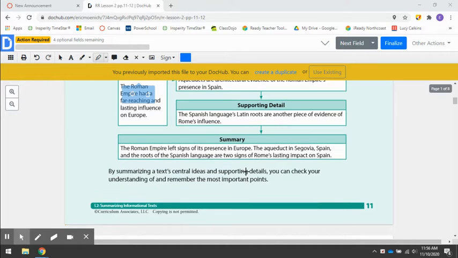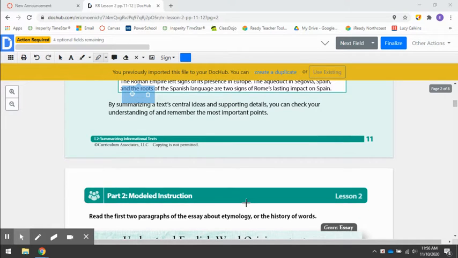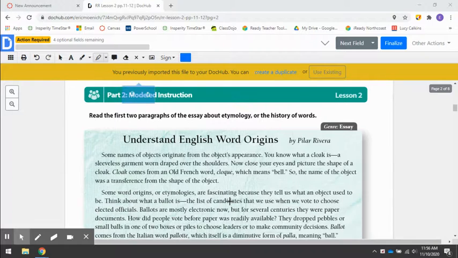So let's move on to page 12 here. And of course, it will take some time. But for this one, what we're looking at is called Understand English Word Origins, and it's an essay, right? So this would be like something that I might have you guys write or somebody else might write. And it's about etymology, which is something that I really think is really cool because I'm a big old nerd, but I think it's really cool anyway. So this is written by Pilar Rivera.